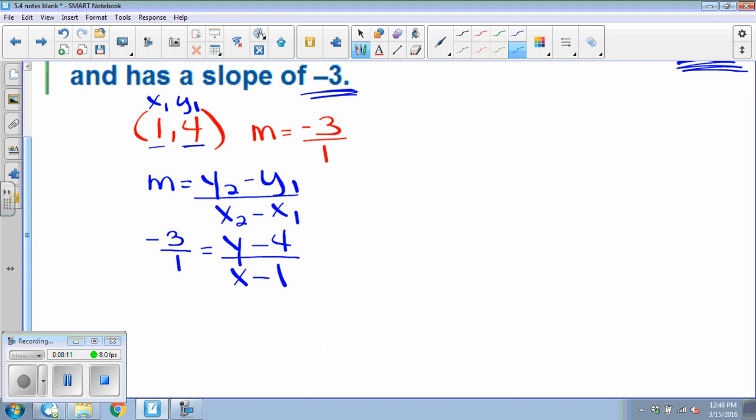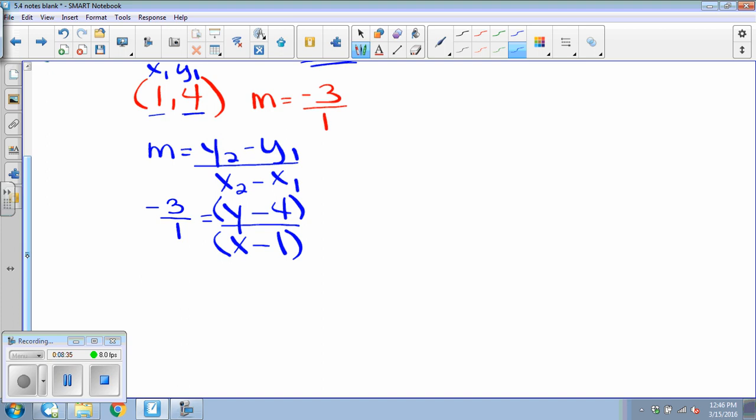I don't have any minus negatives to clean up, so I can just go ahead and do my next step, which is cross multiply. I put parentheses around those because when you multiply negative 3 times this, you're distributing negative 3 times both of those things. You don't want to accidentally just multiply negative 3 times x. It has to be multiplied times that negative 1 also. So we cross multiply negative 3 times (x minus 1) equals, then we multiply the other direction, 1 times (y minus 4).